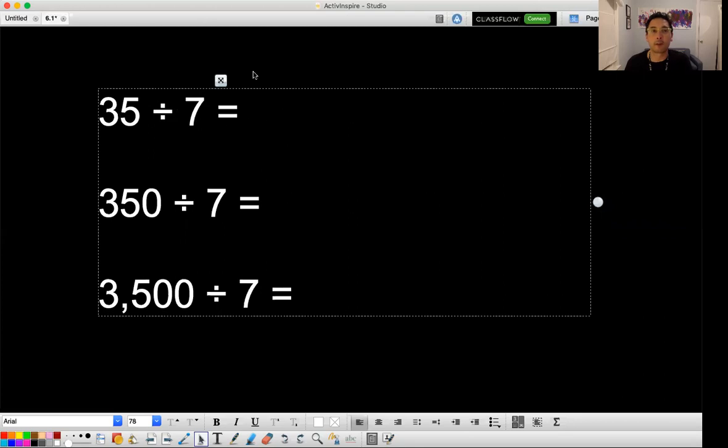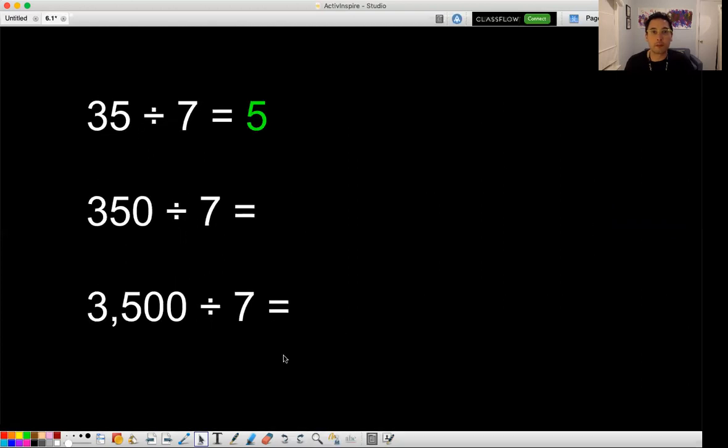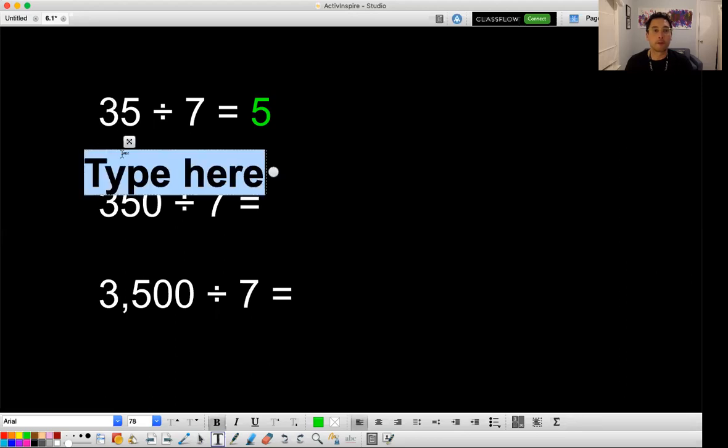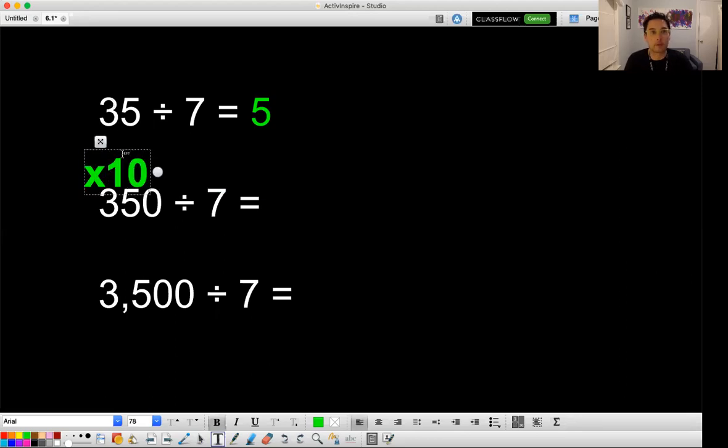This is a fact family. So 7 times 5 is 35. All right. So now we can take this basic fact and we can extend it. So instead of doing 35 divided by 7 equals 5, now we have 350 divided by 7 equals 5. Because how do we get from 35 to 350? We can do that times 10.